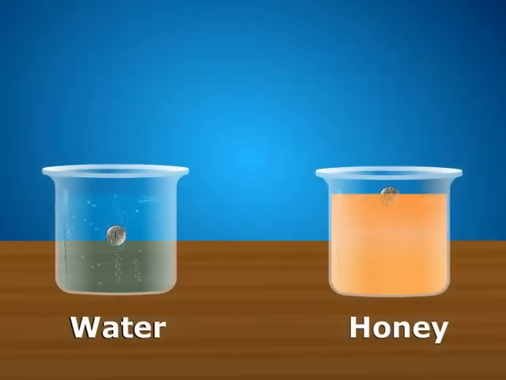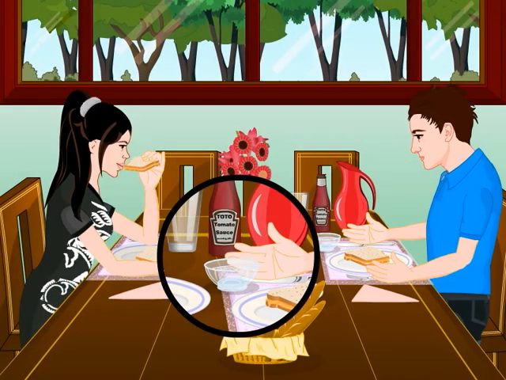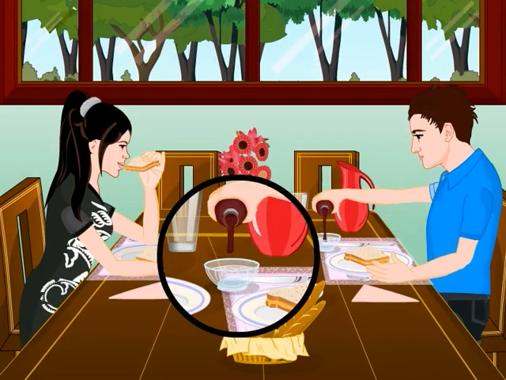The fact that honey has a higher viscosity than water can be well illustrated by dropping a coin in a container filled with water and a container filled with honey. Due to the higher viscosity of honey, the coin does not move as fast as it moves in the water. Similarly, as the sauce has higher viscosity than water, it doesn't come out of the bottle as fast as water.